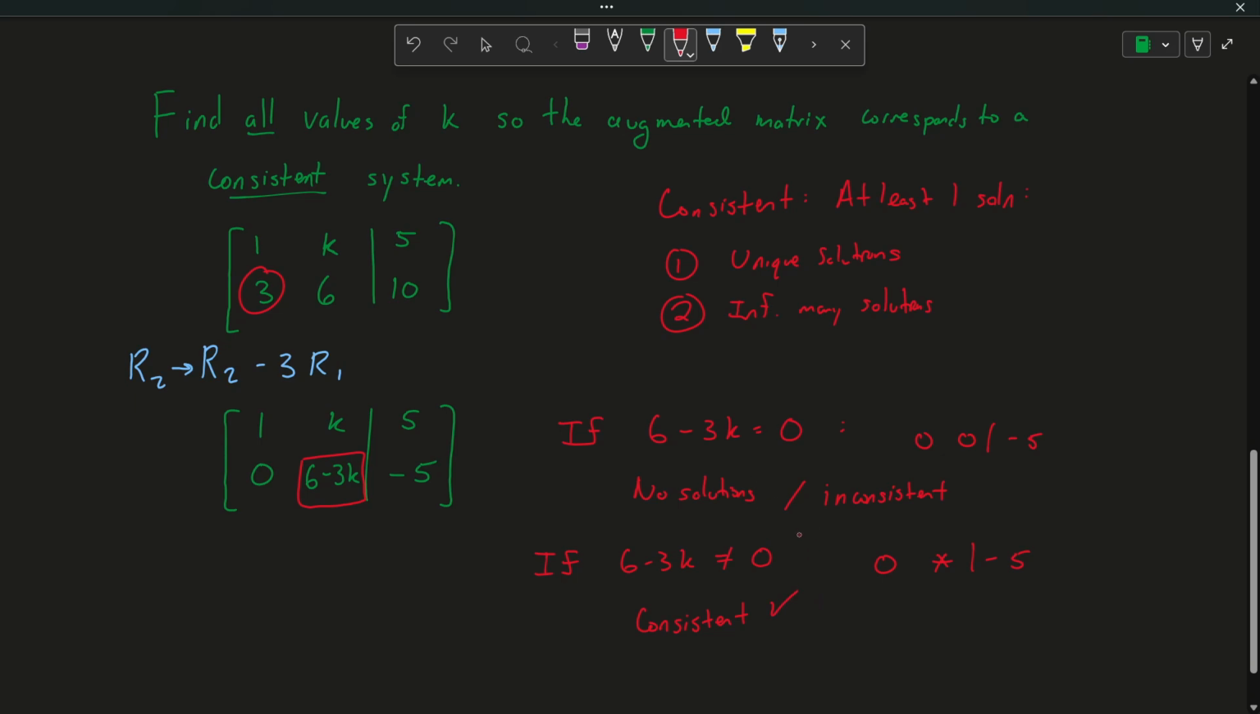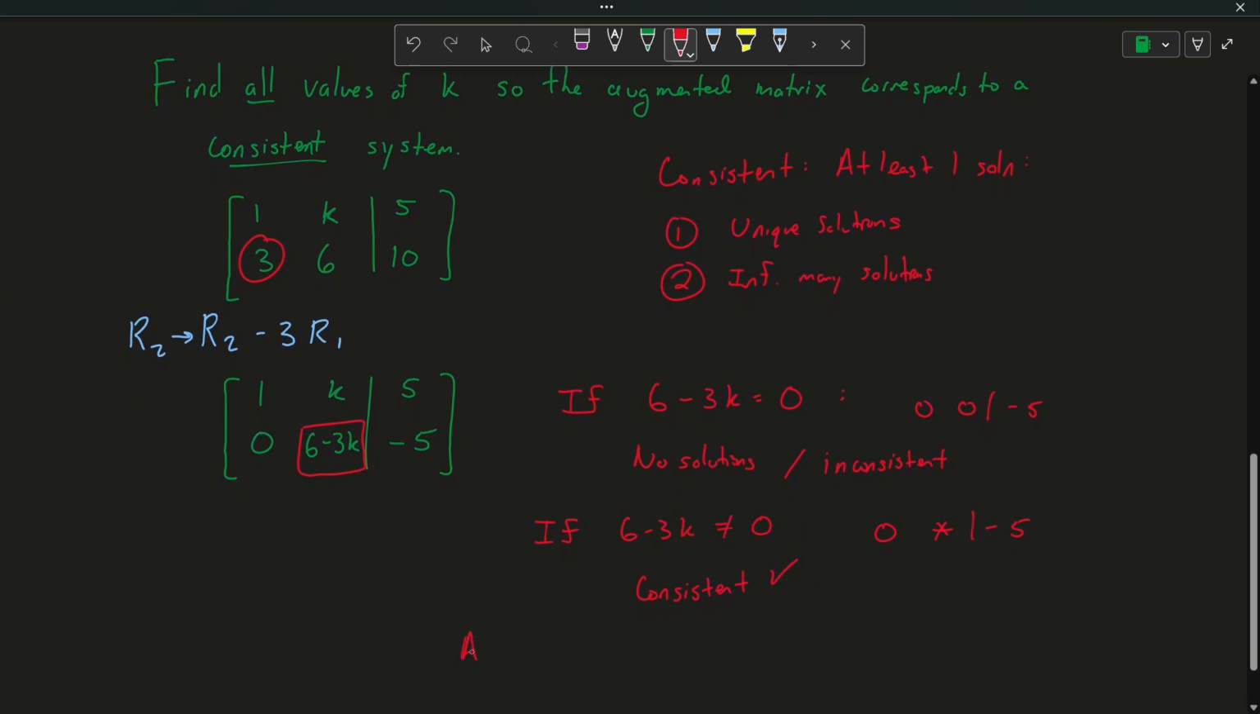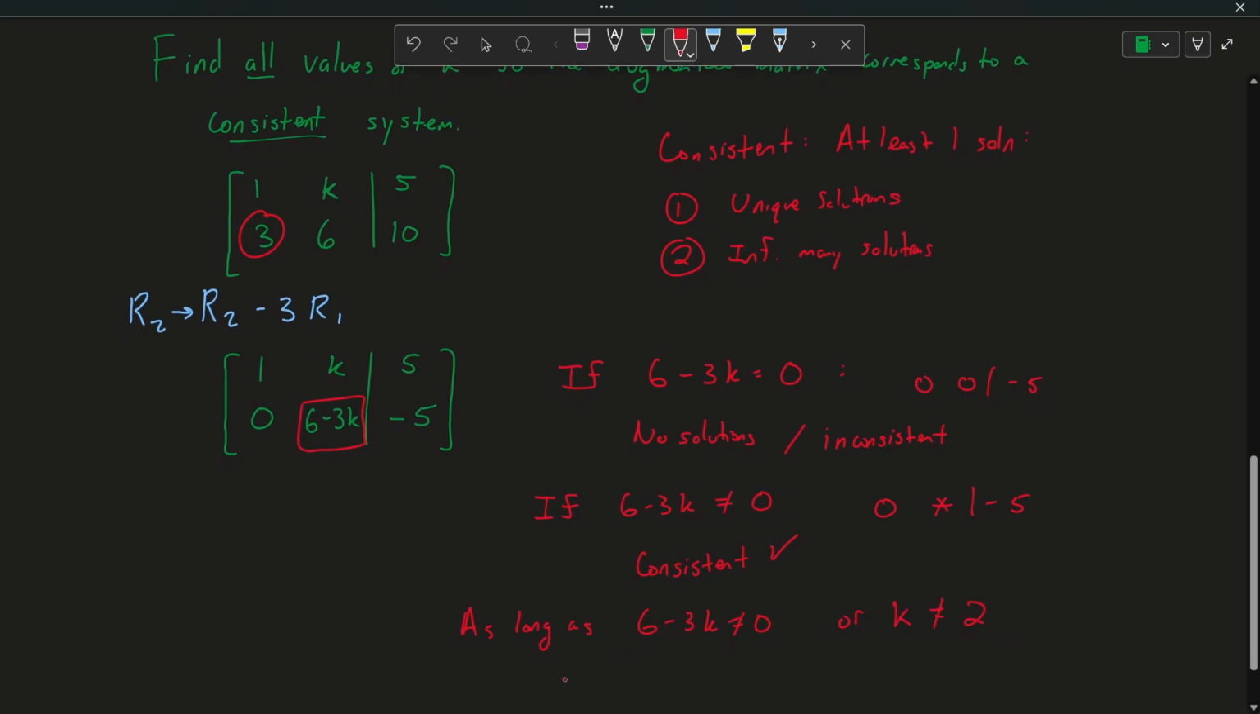So you can see from our analysis here that as long as 6 minus 3k is not equal to 0, or if you solve this, we could subtract 6 and divide by negative 3, so as long as k is not equal to positive 2, we should have a consistent system.